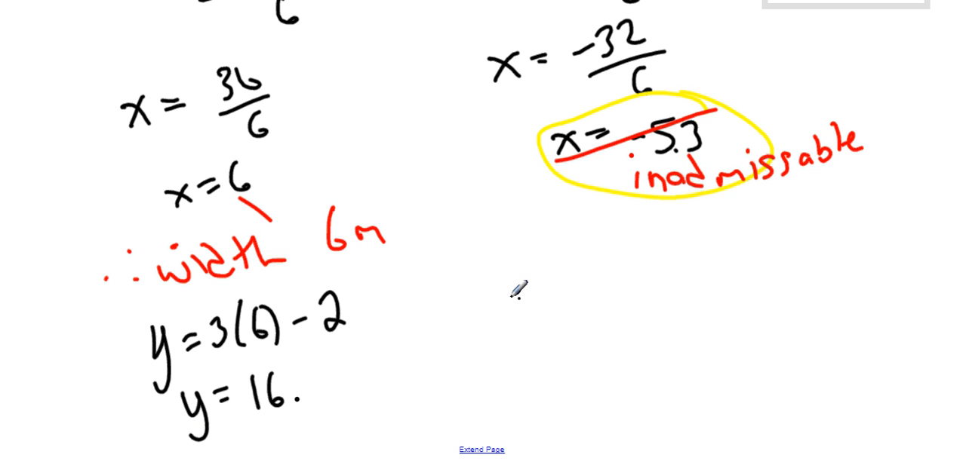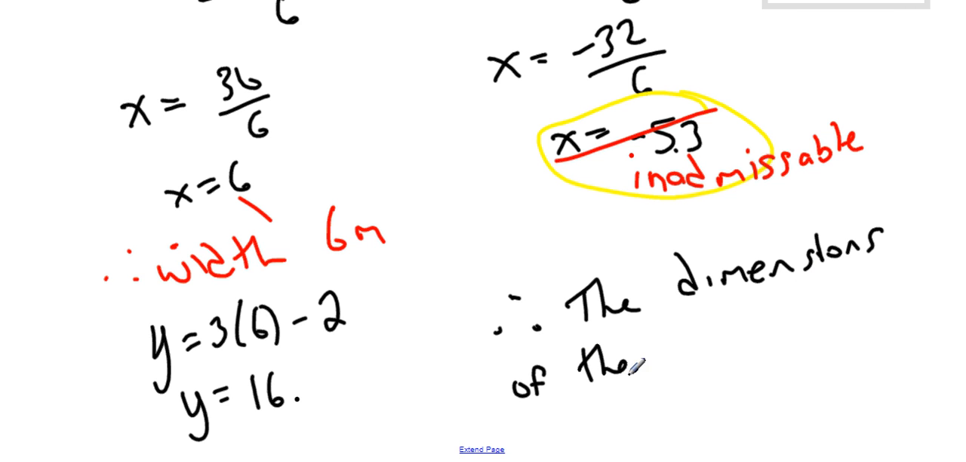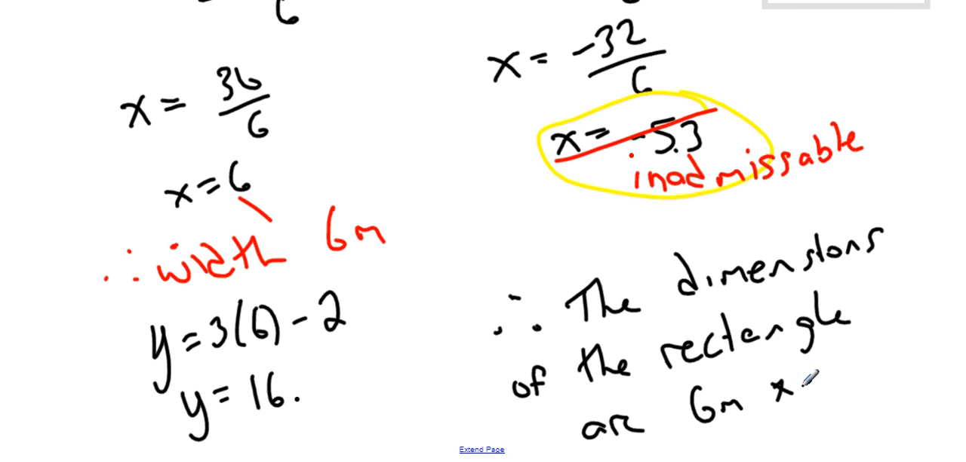And of course, finally, we would need to write a statement. Therefore, the dimensions of the rectangle are 6 meters by 16 meters. And again, it's very easy to double check, multiply them, and make sure you get 96 again.